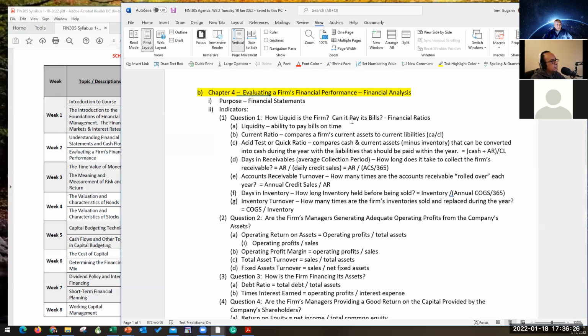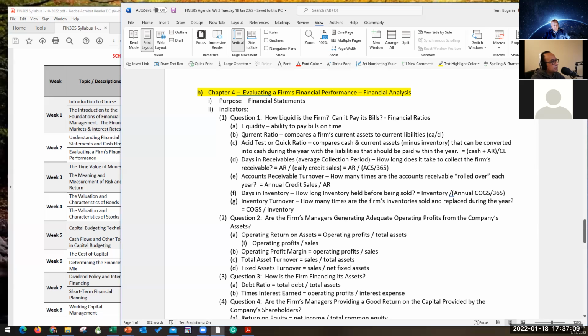Question number 1, how liquid is the firm? Can it pay its bills? Why is liquidity important? Because if a firm has all of its assets tied up in capital goods, in other words, its liquidity is virtually zero. When the bank calls for a note to be paid, can that company pay it? And if they can't, they've got to declare bankruptcy. And that doesn't indicate how healthy a company is. So what is liquidity? Ability to pay bills on time.